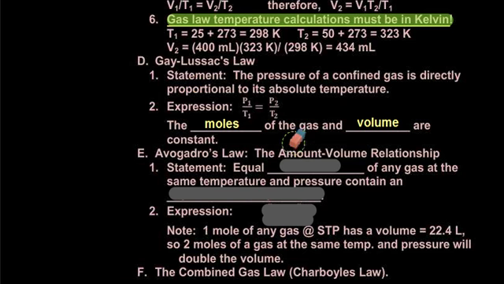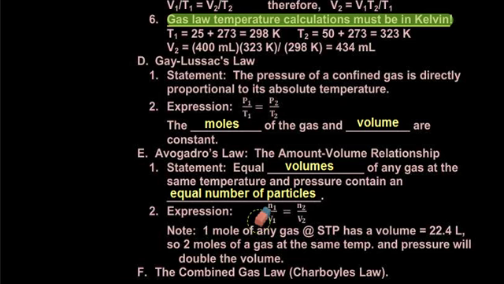Then there's Avogadro's law, and this is the amount-volume relationship. Equal volumes of any gas at the same temperature and pressure contain an equal number of particles. That expression is n1 over V1 equals n2 over V2. In other words, the ratio of our number of moles to our volume is always going to be constant.